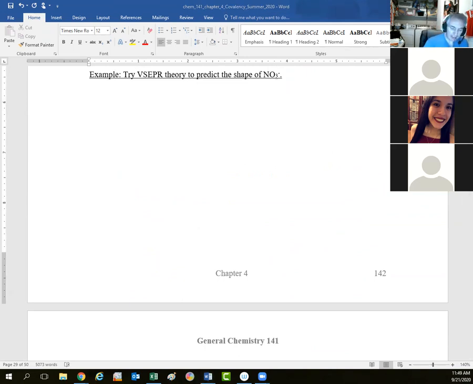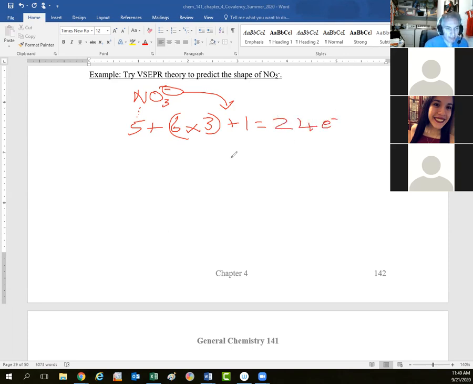So for nitrate, NO3 minus, we've got 5 electrons for nitrogen because it's the 5th element in the second row. Then oxygen next door, the 6th element. There's 3 of them. And then the charge, negative, telling us there's 1 more. So electron count this time comes to 24 electrons. Choosing the central atom, nitrogen needs more to complete its octet of 8. So we put the nitrogen at the center and surround it with the oxygens.